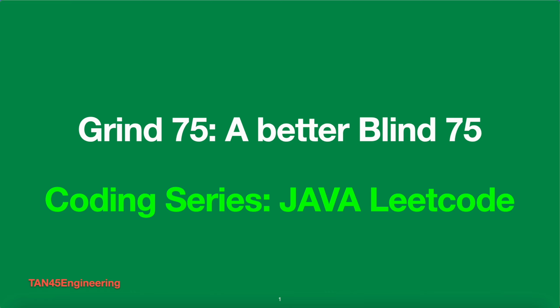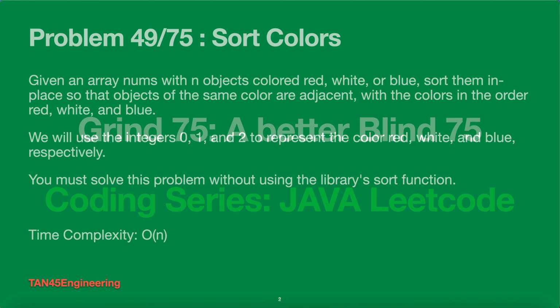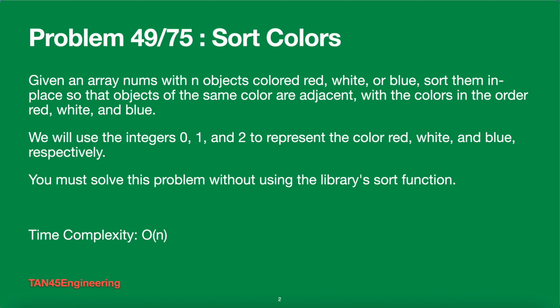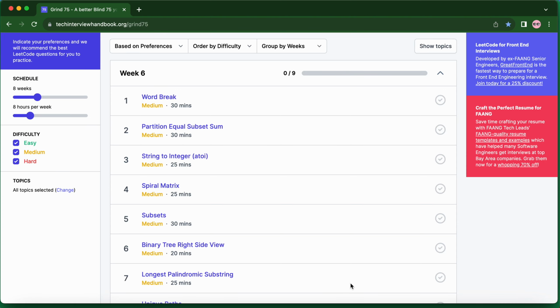We are here with yet another video in our Grind 75, a Better Blind 75 coding series. So today's problem is on sorting colors. It's a very easy problem. Let's quickly jump into the problem statement, understand it and start solving.